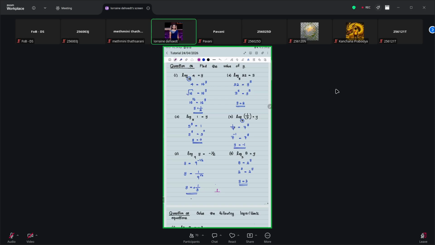1 over 3. 1 over 3 means 1 over 3 to the power 1. We can rewrite it as 3 to the power minus 1. Okay, like this.